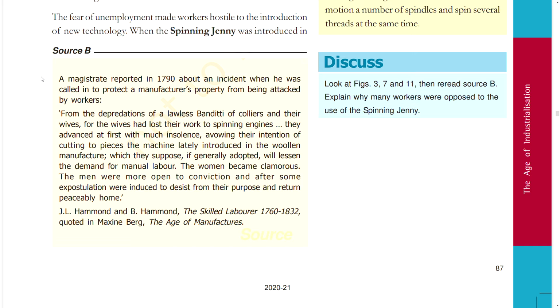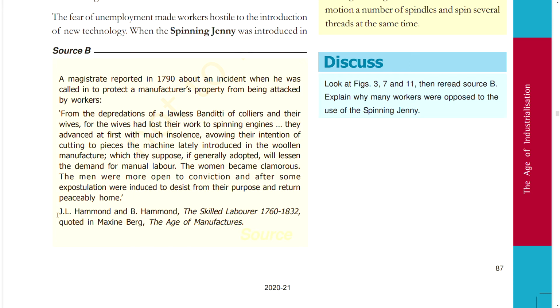They advanced at first with much insolence, avowing their intention of cutting to pieces the machine lately introduced in the woolen manufacture, which they suppose, if generally adopted, will lessen the demand for manual labor. The women became clamorous. The men were more open to conviction, and after some expostulation were induced to desist from their purpose and return peaceably home.